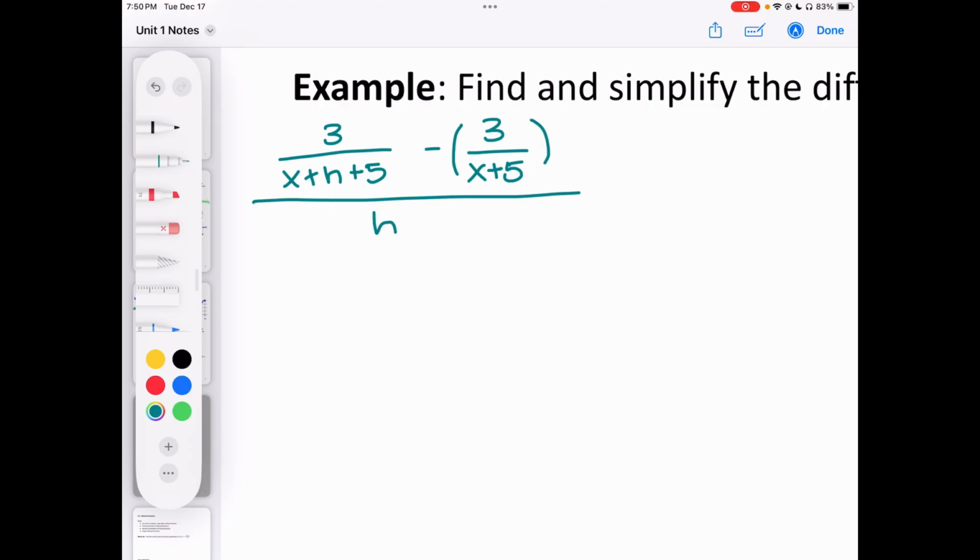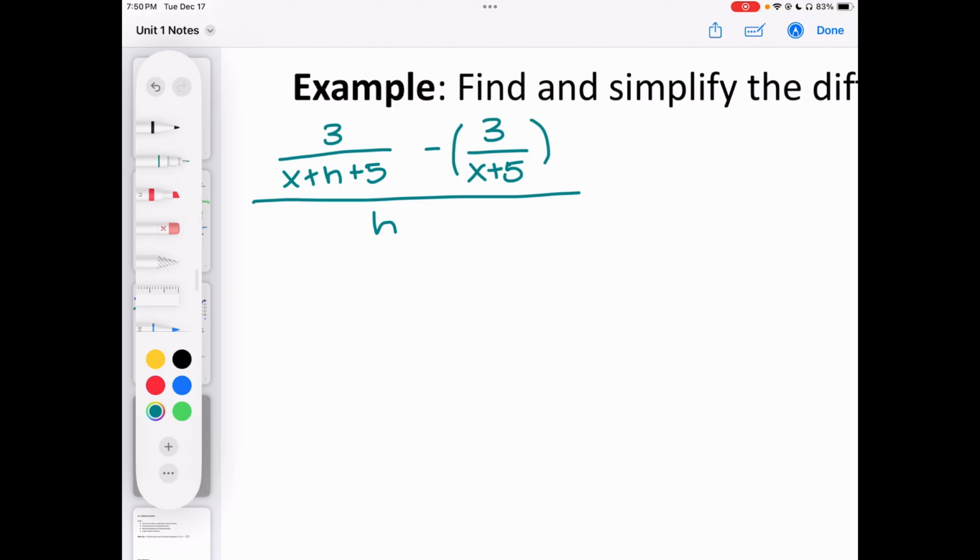Until I simplify the numerator, I'm not going to write the division part, the dividing by h, only because it's going to get super, super messy. So keep in mind, everything is divided by h, but I'm not going to write it for a little while because I really need to deal with this really messy numerator.